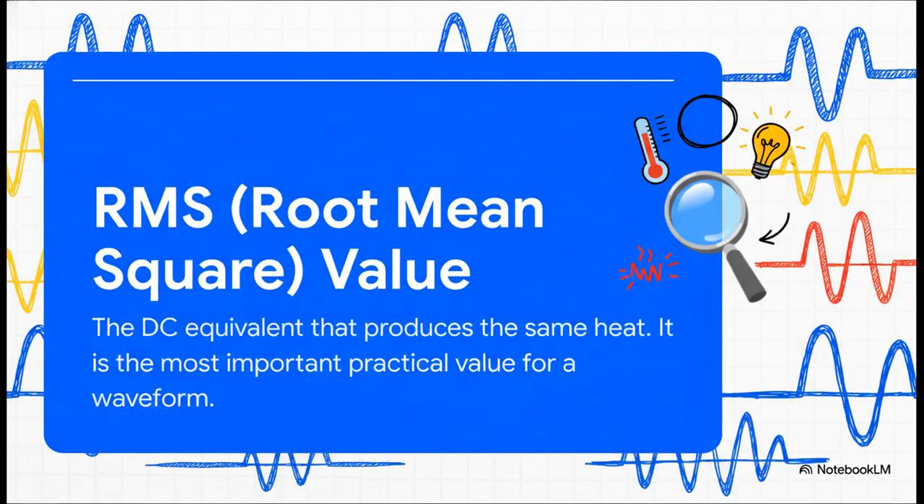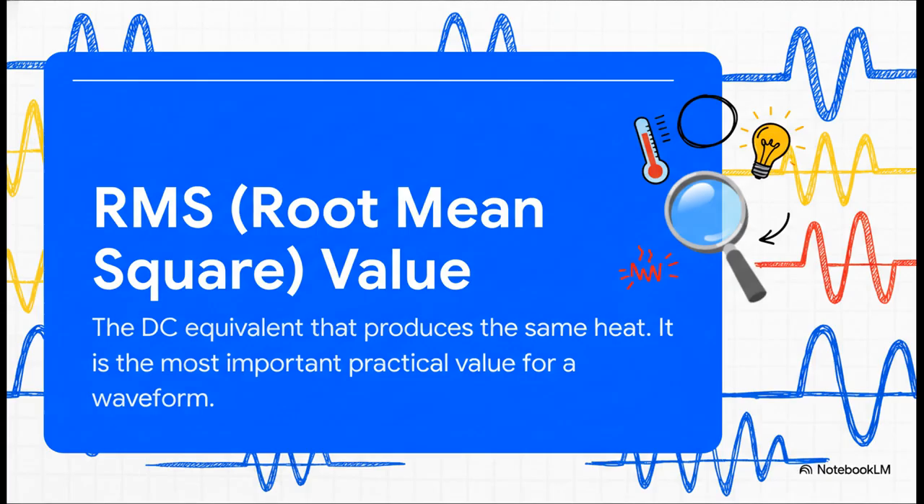Pretty neat. But the one that really matters, the most important measurement of all, is the RMS, or root mean square value. This tells you the wave's true effective power. The easiest way to think about it is this. It's the DC voltage that would give you the same amount of heat.